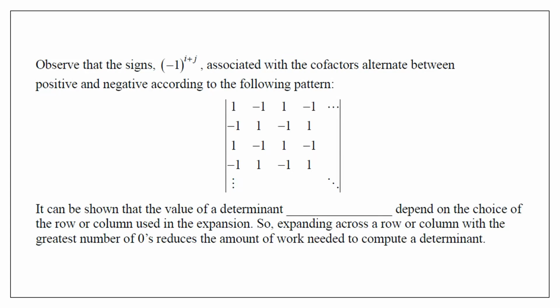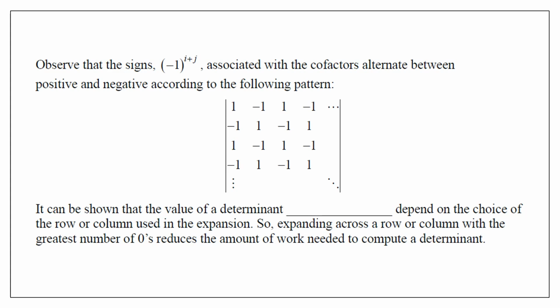So if we observe, the signs -1 to the power i plus j associated with the cofactors alternate between positive and negative according to the following pattern. The first row is 1, -1, 1, -1, and so on. The second row starts at -1, 1, -1, 1, because all you need is the location of your entry, whether it's row 1, column 1, row 2, column 2, which is your i and j, that you're adding together as the power of -1.